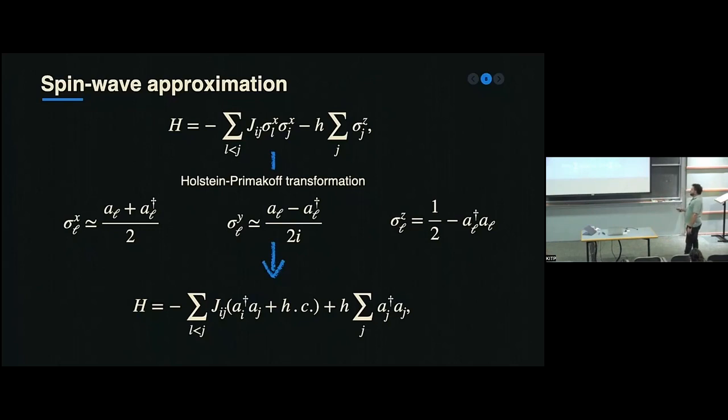and translate my spins into bosons. Okay? You say, as long as it's low energy, this shouldn't be so rough. Well, it turns out to be rough, but let's do it nonetheless. So I take the spin operators and translate them into boson operators, and I get a bosonic Hamiltonian.